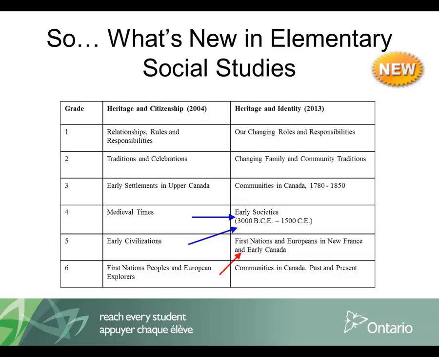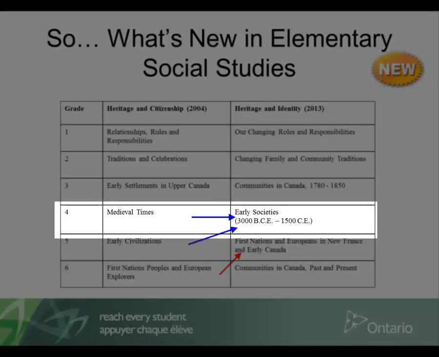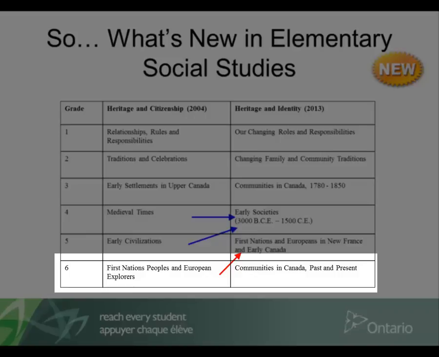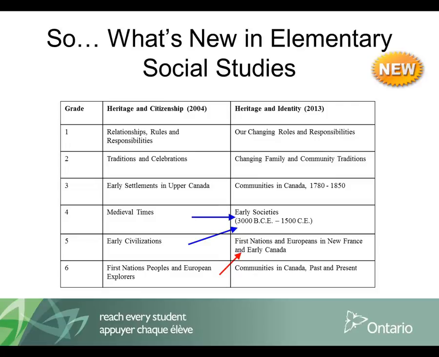relevance. The key changes are in grades 4, 5, and 6. The topic change in grade 4, Early Societies, 3000 BCE to 1500 CE, and the creation of a new topic in grade 6, Communities in Canada, Past and Present, was done to be more inclusive of a broader variety of First Nation perspectives. It also improves the flow of content to provide a better context and more background for subsequent grades. It also provides a better opportunity for success as students without background knowledge and exposure to topics can be prepared by classroom experience.